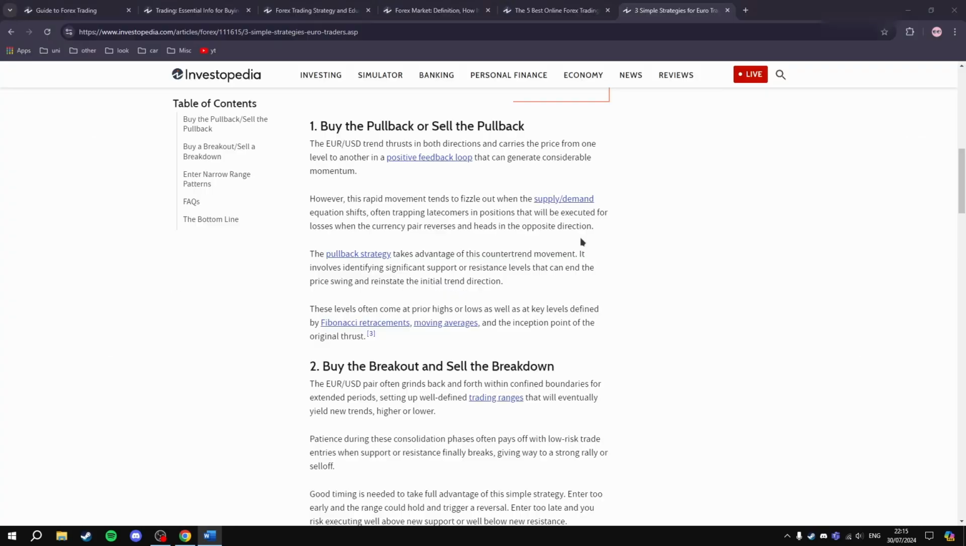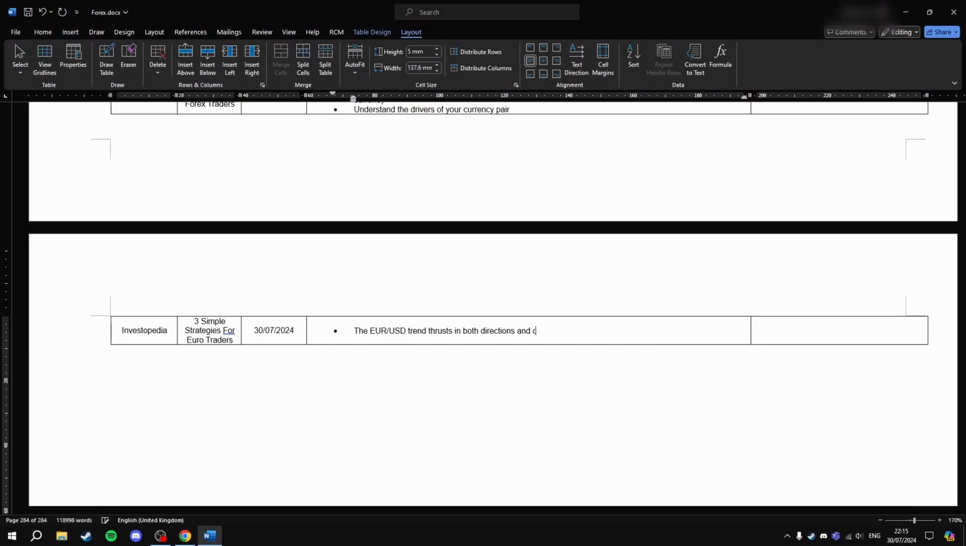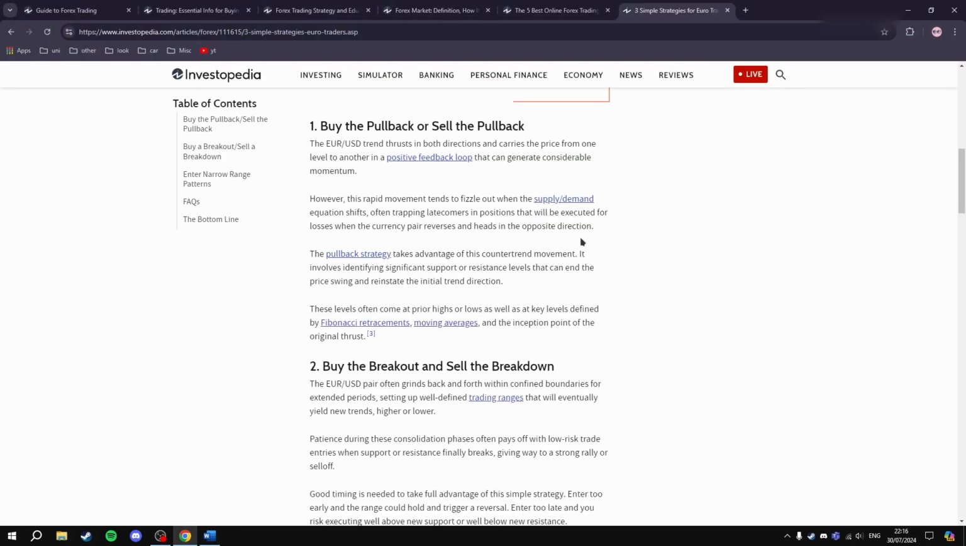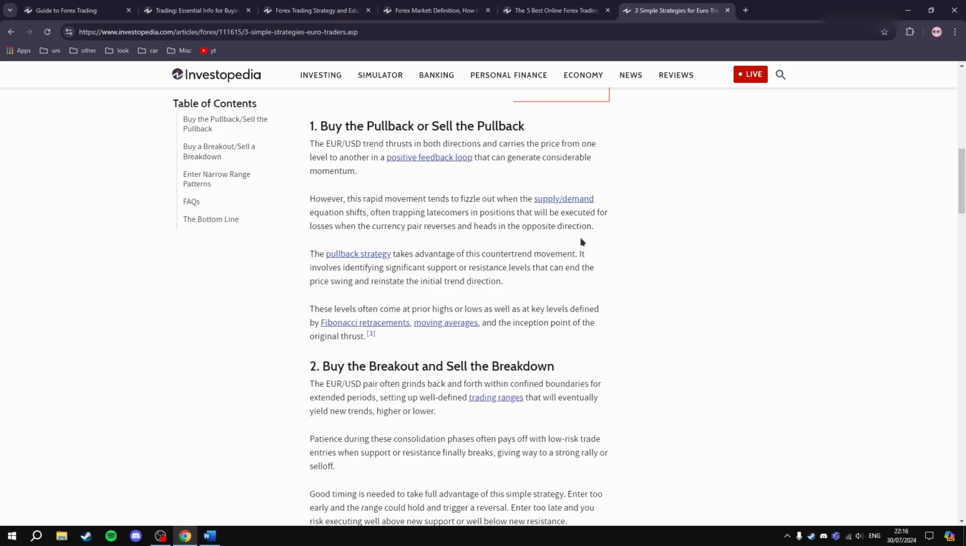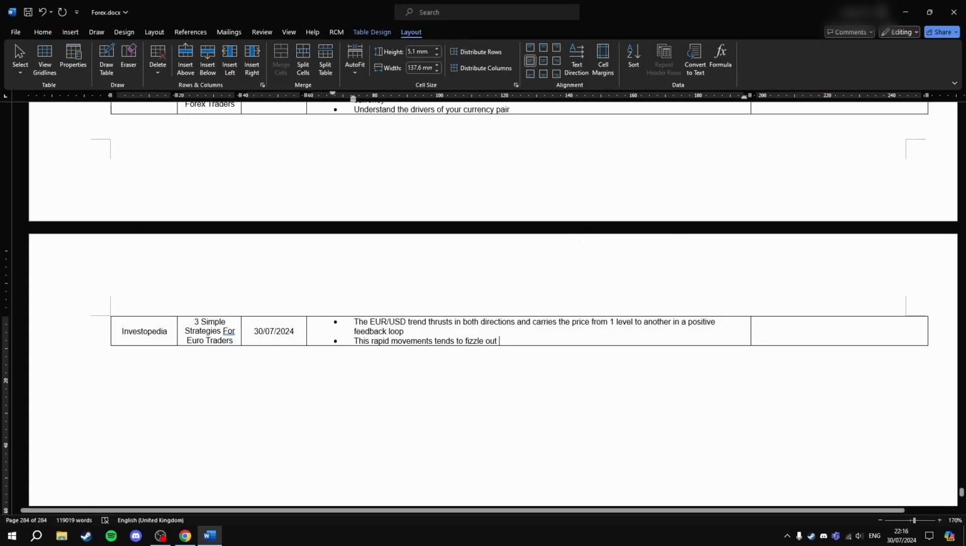So both up and down, and carries the price from one level to another in a positive feedback loop that can generate considerable momentum. However, this rapid movement tends to fizzle out when the supply-demand equation shifts.